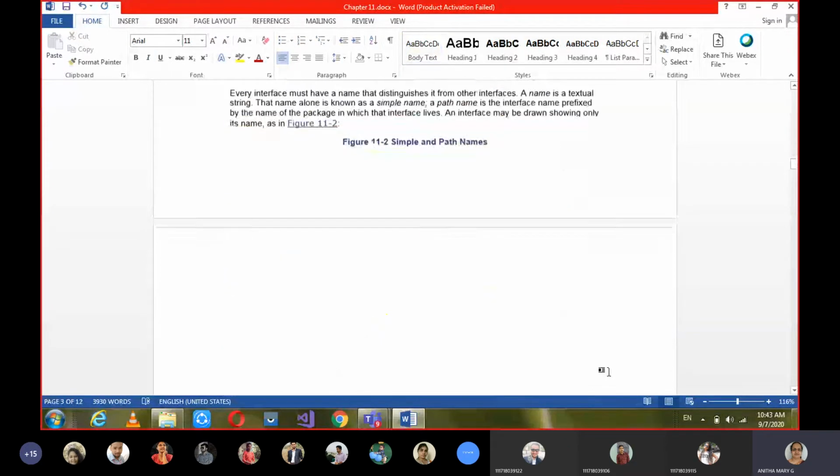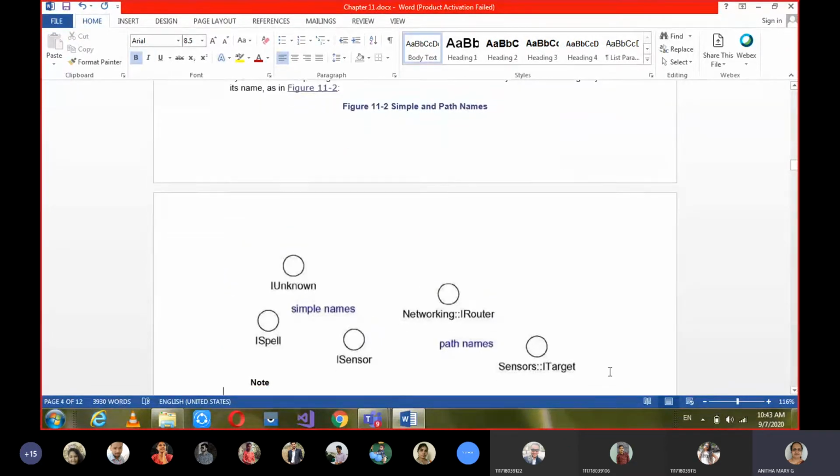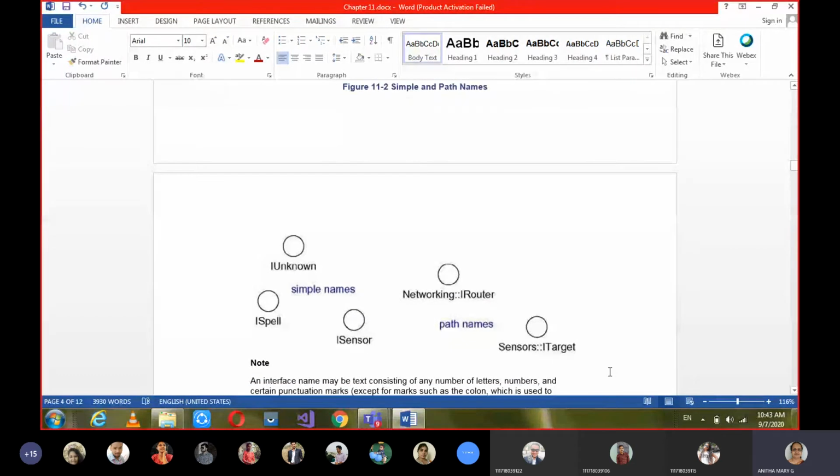So let's move on to the next one. The first common modeling terminology we have is about names. As we know, a name is a textual string. A name alone is a simple name. And these names can be given in two different ways: one is simple names and the other is path names. When it is a simple name, we just call it a string, whereas a path name is an interface name.